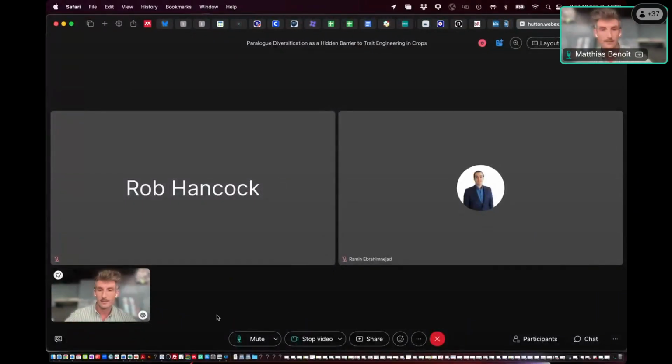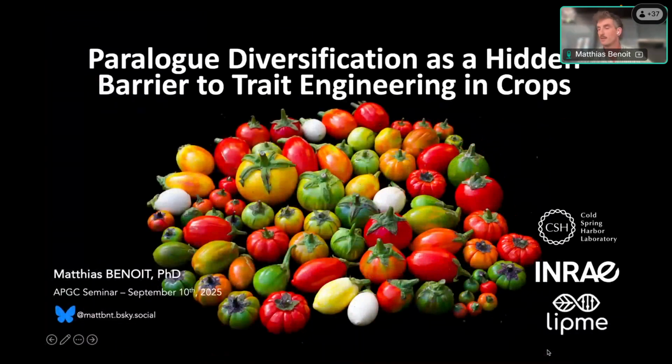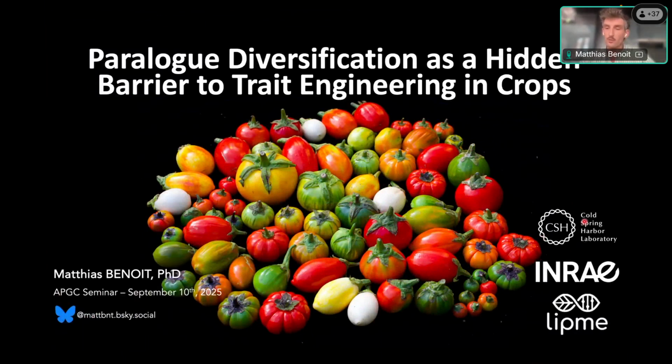So let me just share my screen, and while I do that, I will tell you today about a story telling why gene duplications can actually be a barrier to engineer desirable traits in crops. Most of this work was done during my postdoctoral studies at Cold Spring Harbor Laboratory in the United States, and it was finished to some extent when I joined INRA in Toulouse a couple of years back.